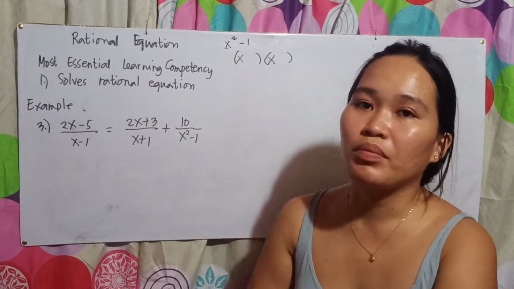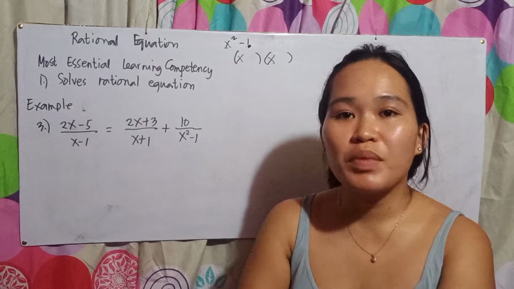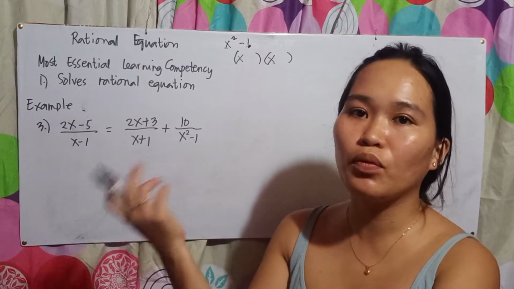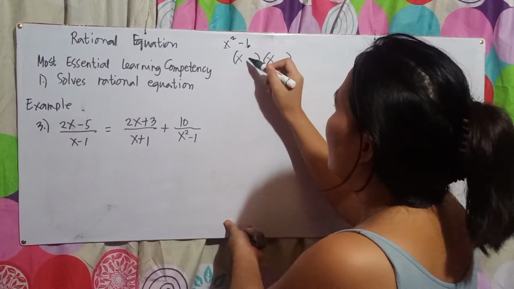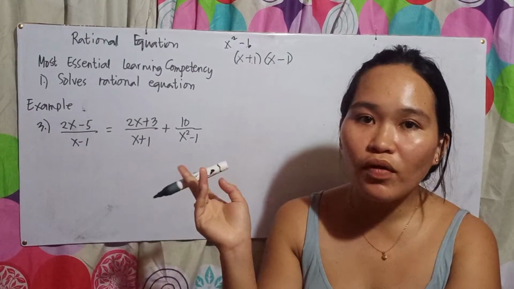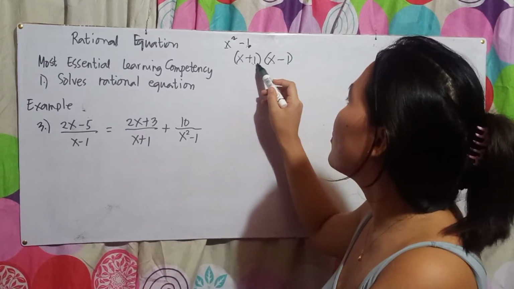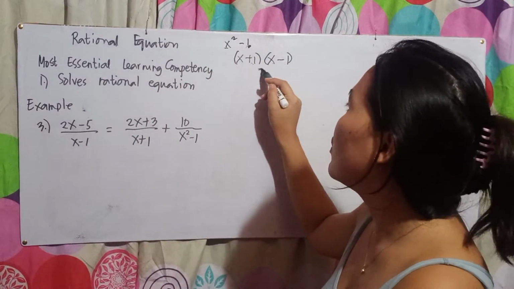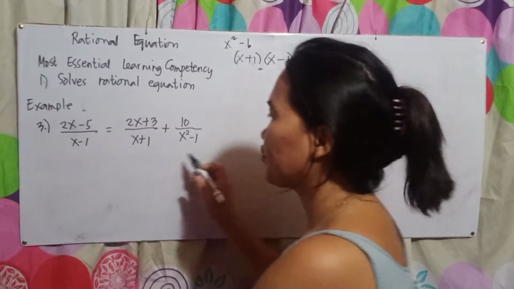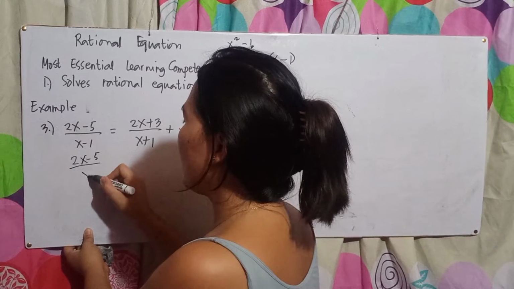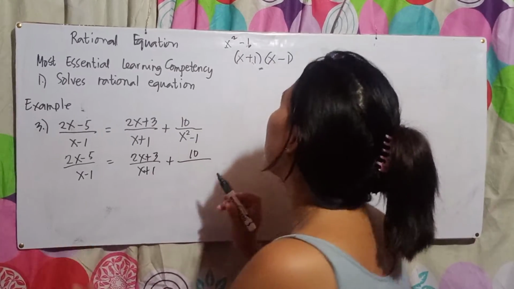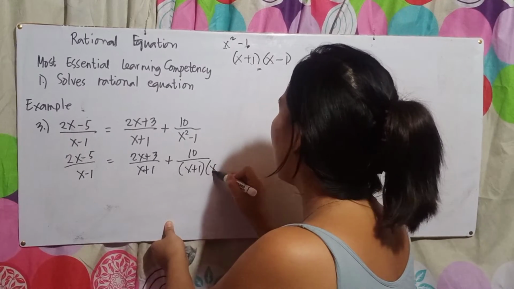Next, think of numbers that when multiplied give negative 1, and when added give 0, because there is no second term here. So when multiplied the result is negative 1, and when added it is 0. So possible numbers are positive 1 or negative 1. Let's check: positive 1 times negative 1 is negative 1, and adding them gives 0. So our factoring is correct. The factor of x squared minus 1 is x plus 1, x minus 1. So copy 2x minus 5 over x minus 1 equals 2x plus 3 over x plus 1 plus 10 over x plus 1, x minus 1.